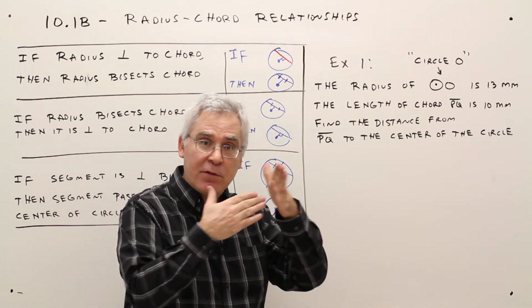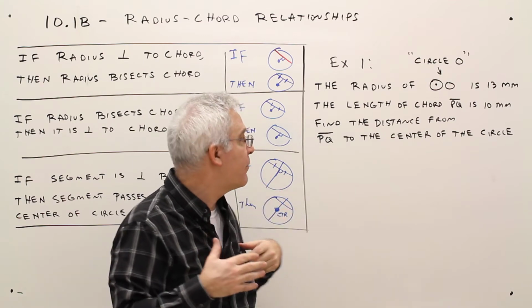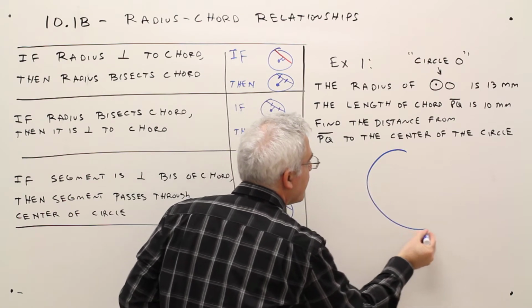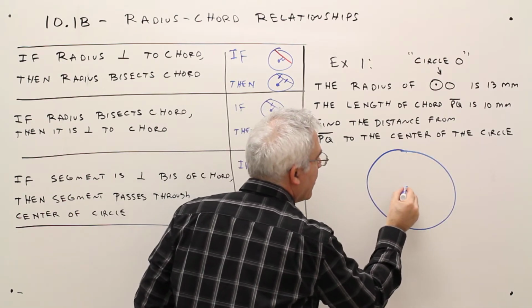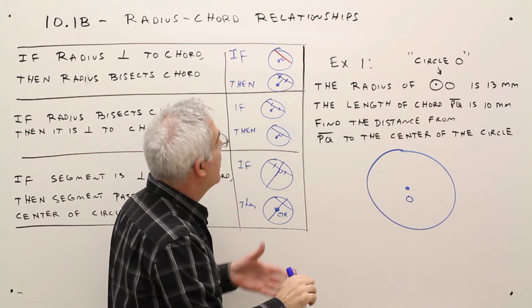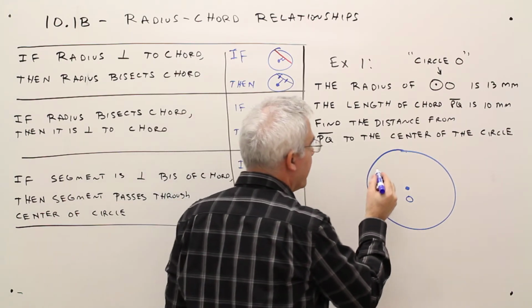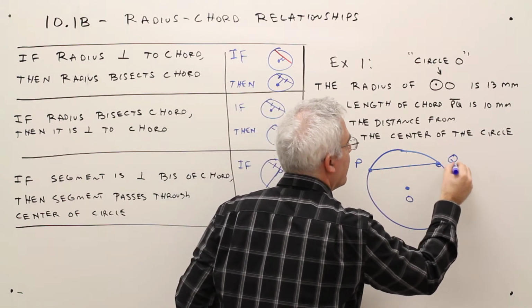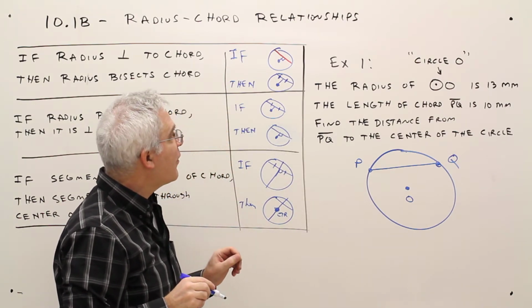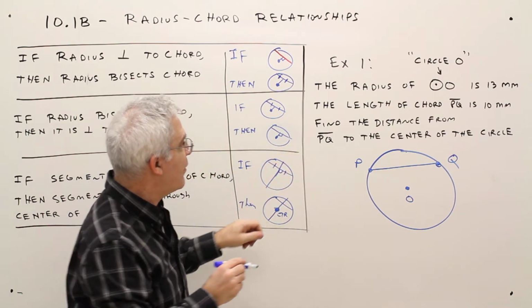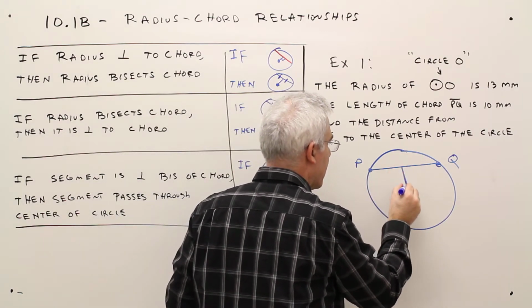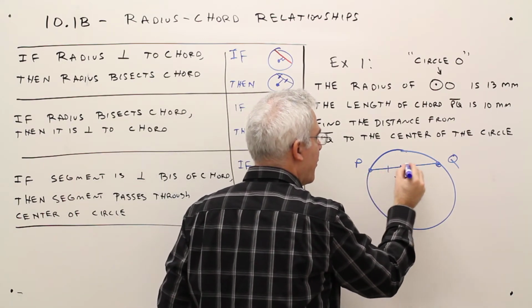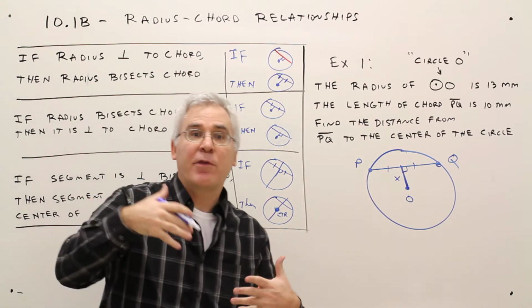Remember how we define distance? It's that shortest or perpendicular distance. All right, so let's draw a picture. That's my circle. That's point O, and then I'll have a chord and I'll call it PQ. So the distance from PQ to the center is what we're trying to find. So I'll just label that as X, and I know that I would have if perpendicular, then bisect.